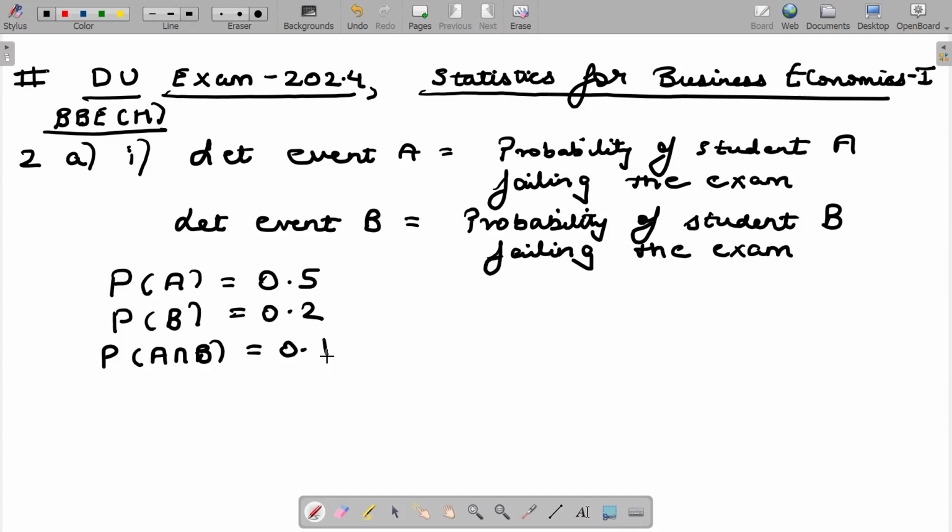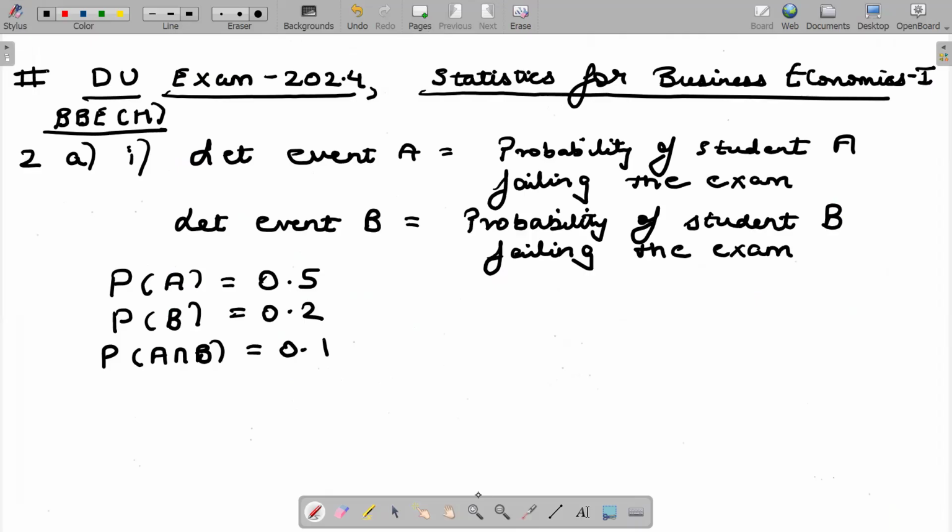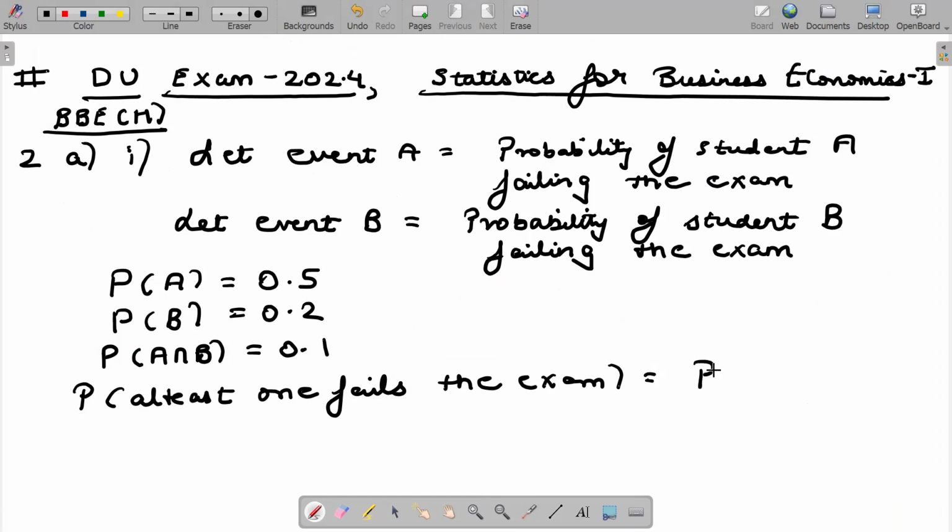Now, what is the question asking us? What is the probability that at least one of these two students will fail the exam? Remember from my lectures on elementary probability theory, whenever they ask at least one, they are asking you union. So the probability that at least one fails the exam is simply the probability of A union B. And probability of A union B is probability of A plus probability of B minus probability of A intersection B.